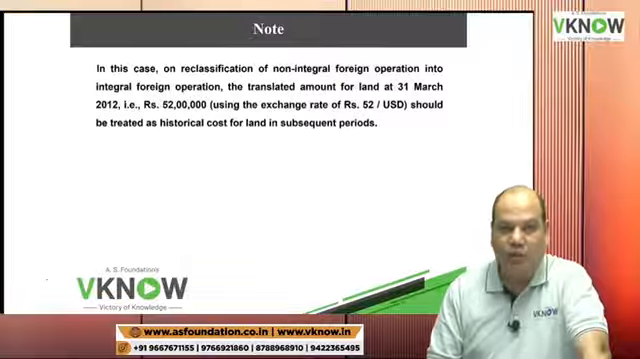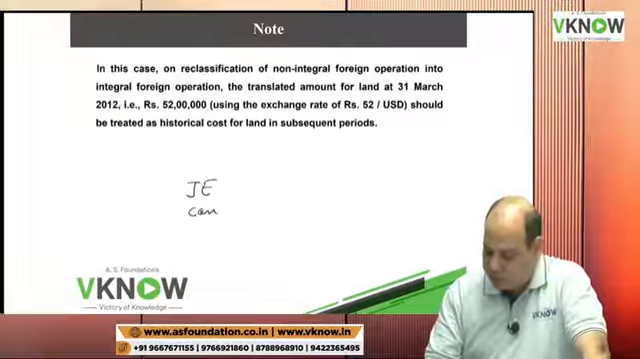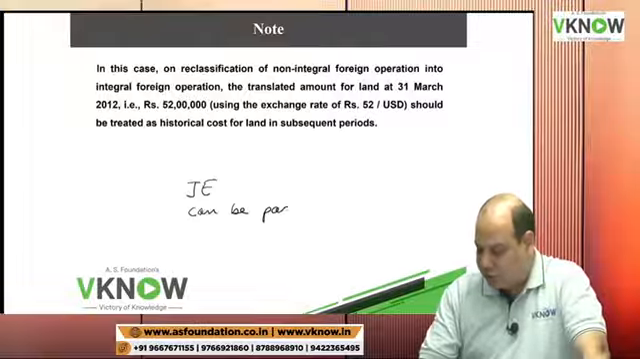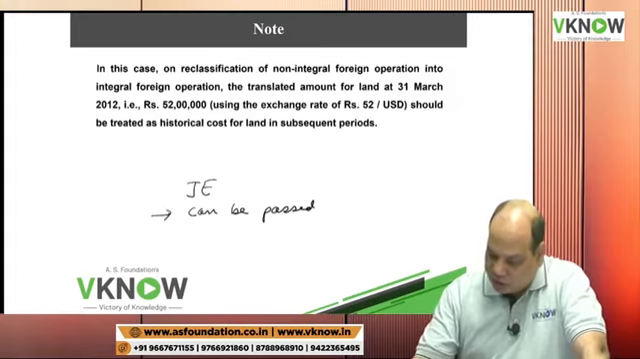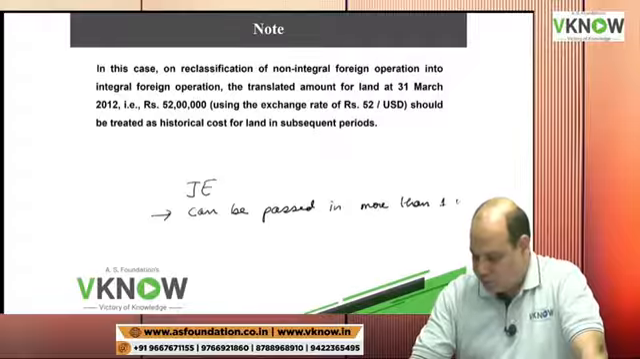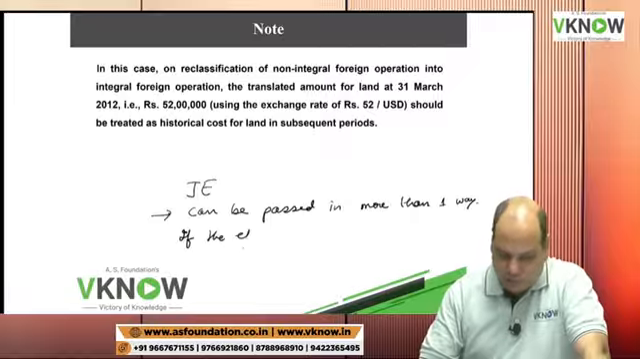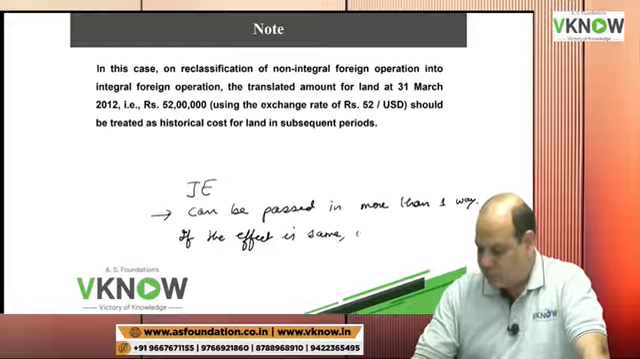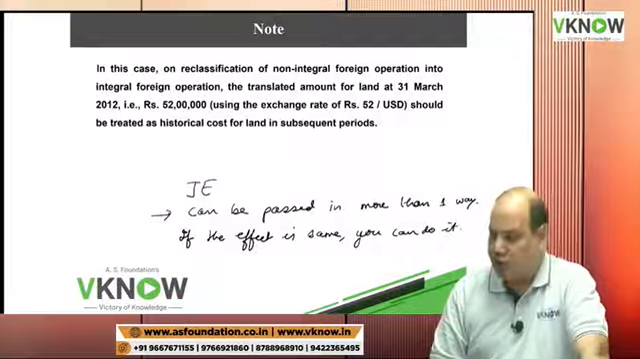Any other way, if you pass the entry, a journal entry can be passed in more than one way. So let us not waste our time. From 11th standard you have studied that a journal entry can be passed in more than one way. If the effect is the same, you can do it. If the effect is different, you cannot do it.